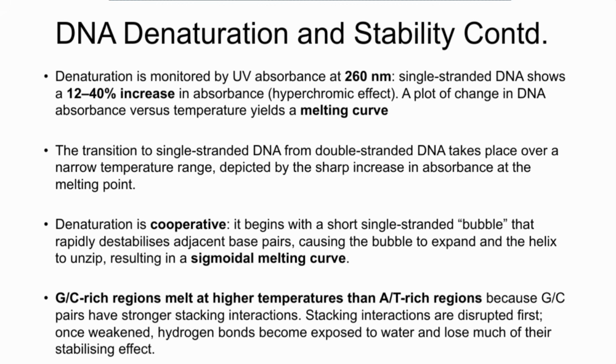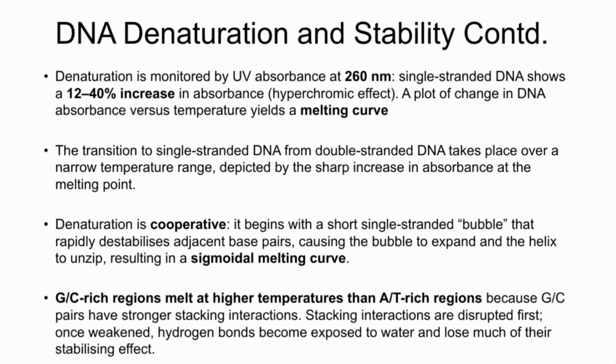The transition to single-stranded DNA from double-stranded takes place over a very narrow temperature range, and this can be shown by a sharp increase in absorbance at the melting point. So it's also cooperative. Denaturation is cooperative. It begins with a short single-stranded bubble, which destabilizes the helix and causes the bubble to expand, and then the helix unzips, resulting in a sigmoidal melting curve.